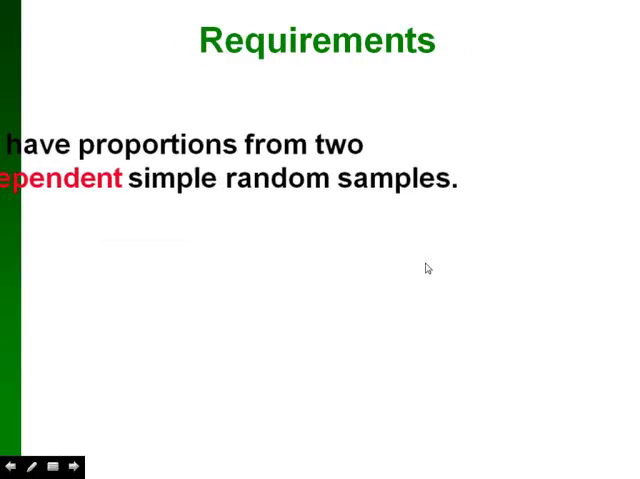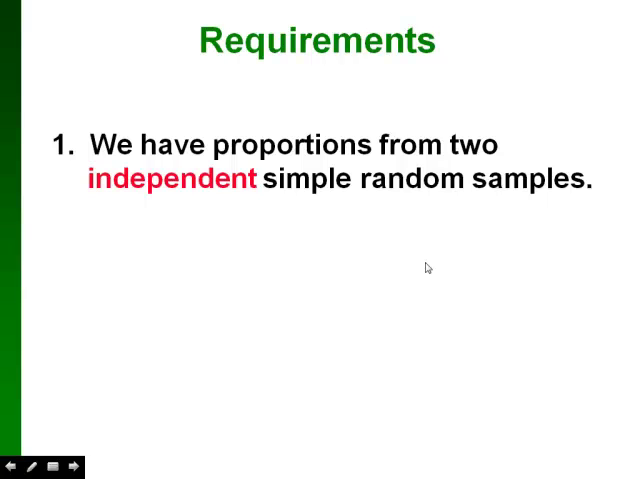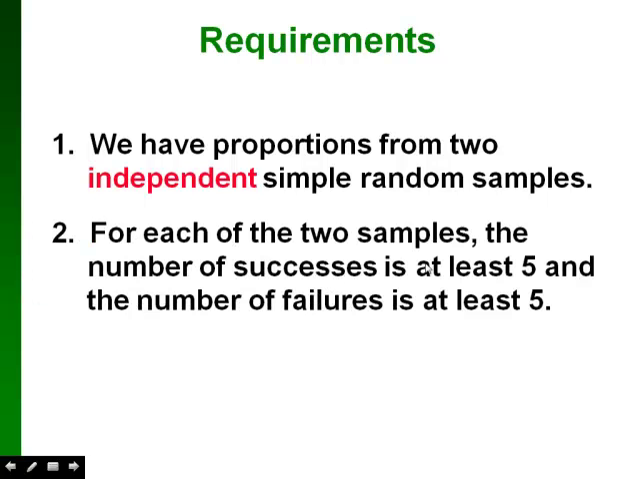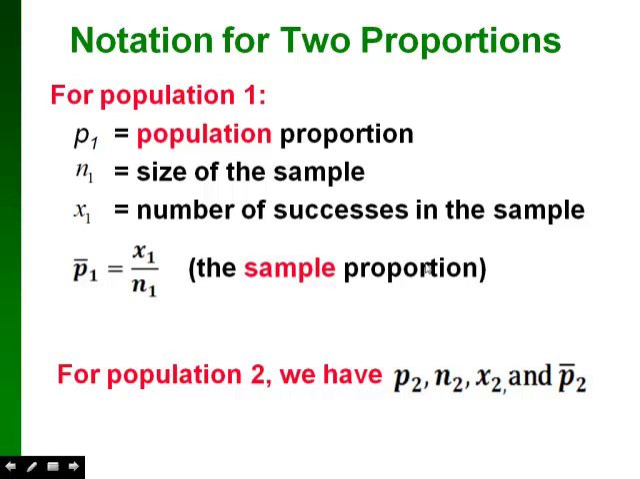The requirements for this type of test, again, we have to have 2 independent simple random samples. For this one, for each one of the 2 samples, the number of successes has to be at least 5, and the number of failures has to be at least 5. And here's our notation. We've got P1 that stands for the population proportion for the first sample. N1 is the sample size for sample 1. X1 is the number of successes in the first sample. And P1 with a bar is the sample proportion for the first sample.